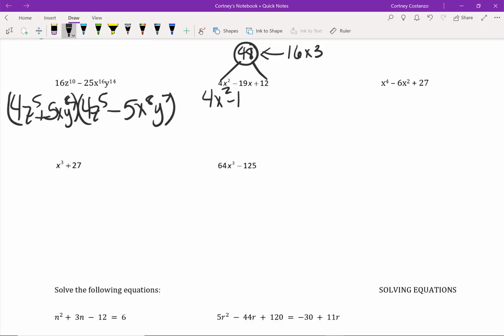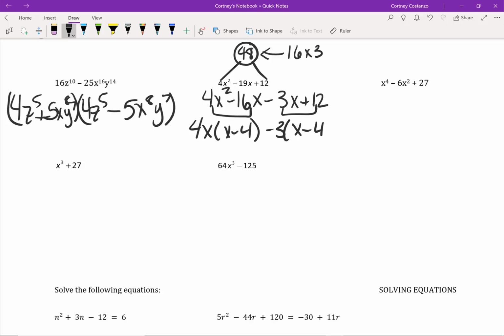I rewrite the middle term in terms of the two factors that I just chose. Group the first two, group the second two. Take out your GCF for each term, and then you're not done until your bubbles are touching. So one of my factors is 4x minus 3, and one of my factors is x minus 4. The order of those two things doesn't matter as long as the x minus 4 and the 4x minus 3 are the things that are grouped together.